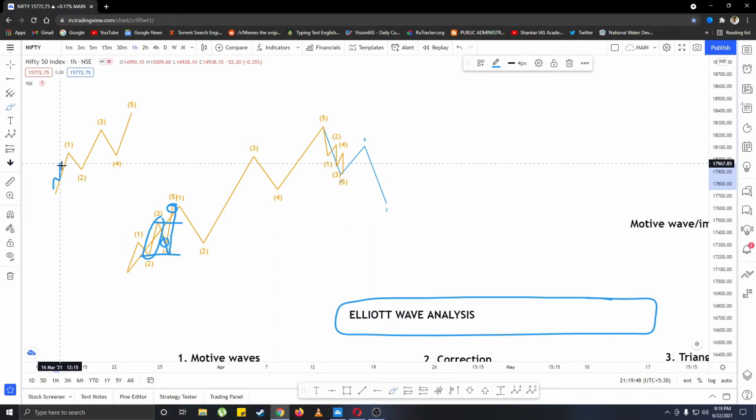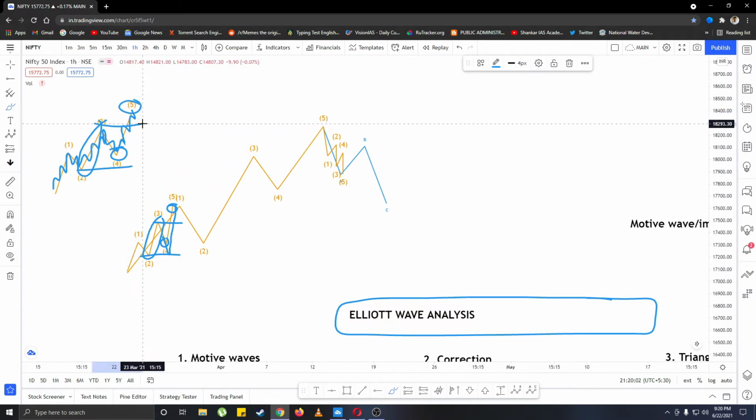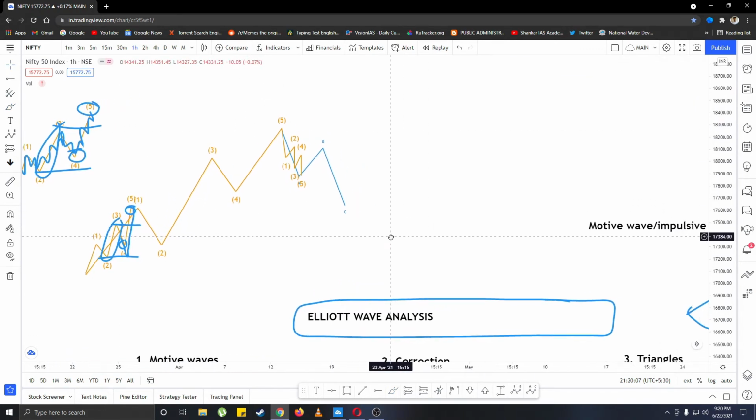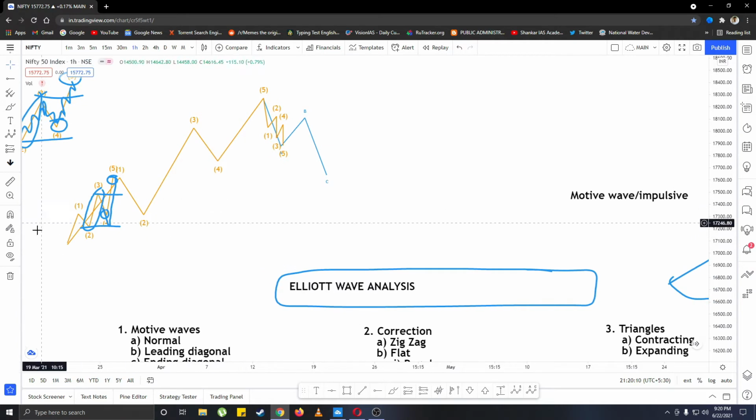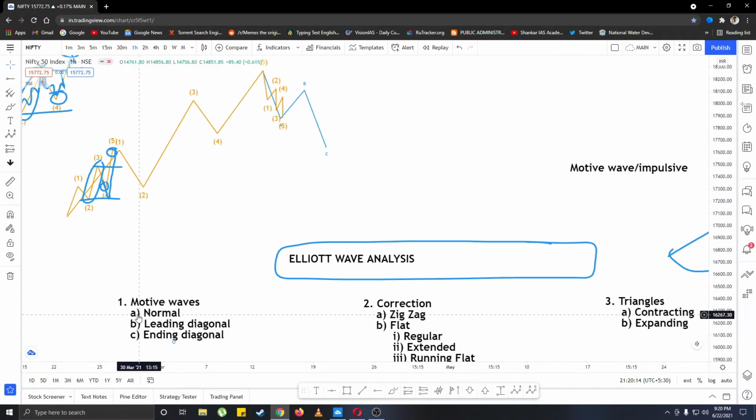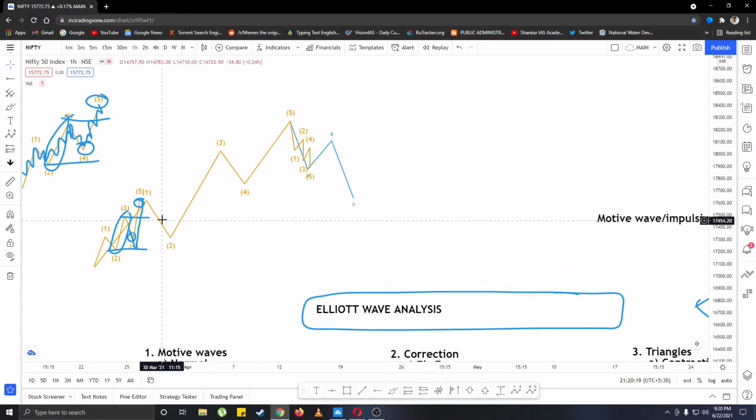This is 1, 2, 3, 4, 5, A, B, C, 1, 2, 3, 4, 5, A, B, C, and a 1, 2, 3, 4 and 5. This is the structure. Wave 3 is not the shortest, wave 4 does not cross wave 2, and wave 5 ends up above wave 3. Now this is a normal wave 1, 2, 3, 4 and a 5, and in the second type of motive wave we have the second case, which is a leading diagonal. Leading diagonal occurs in wave 1 or wave A.